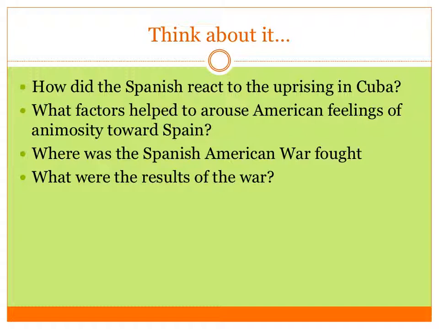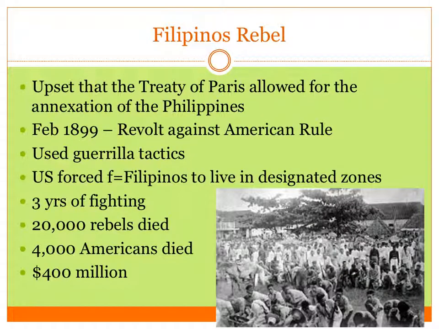And what were the results of that war? Now remember, we said in the Teller Amendment that Cuba could not be annexed, but that did not mention Guam. It did not mention Puerto Rico, which we talked about. Puerto Rico was taken care of with the Foraker Act and allowed them to set up a civil government but remained United States territory. But you also have the Philippines, where the first battle of the Spanish-American War was fought, and America took over and annexed the Philippines.